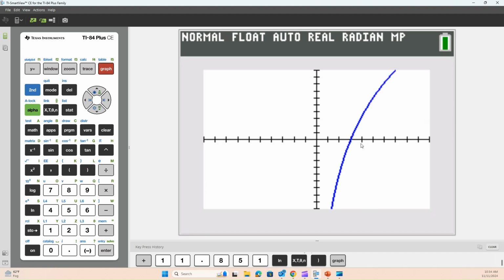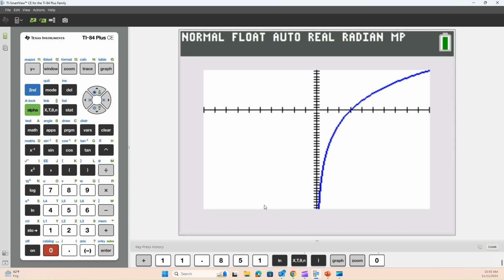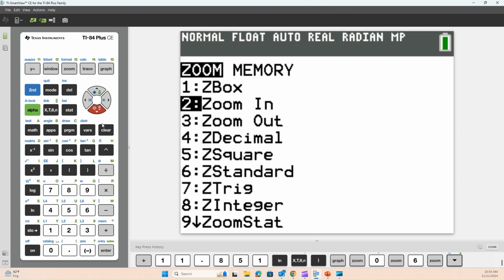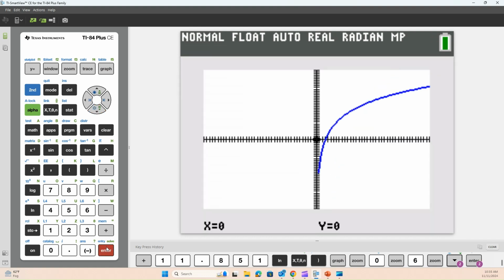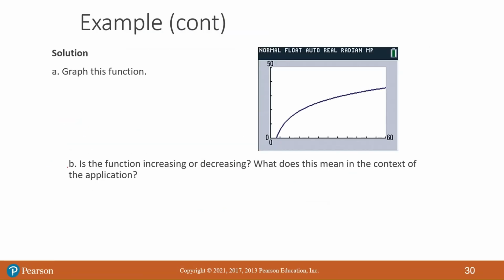On standard zoom, we can see it kind of goes up. You can zoom fit it if you'd like and get a little bit better view, or you can zoom standard and then zoom out if you want a little more of an outward view of how it looks. Okay, we've got a view of it here. We've graphed it, so that checks off part A.